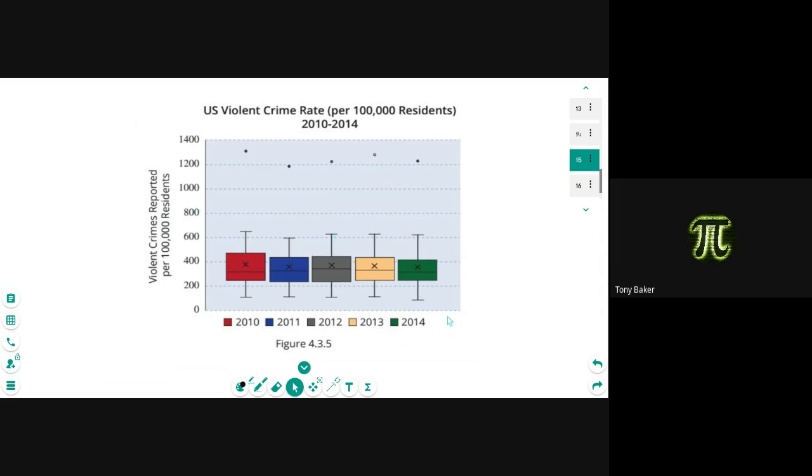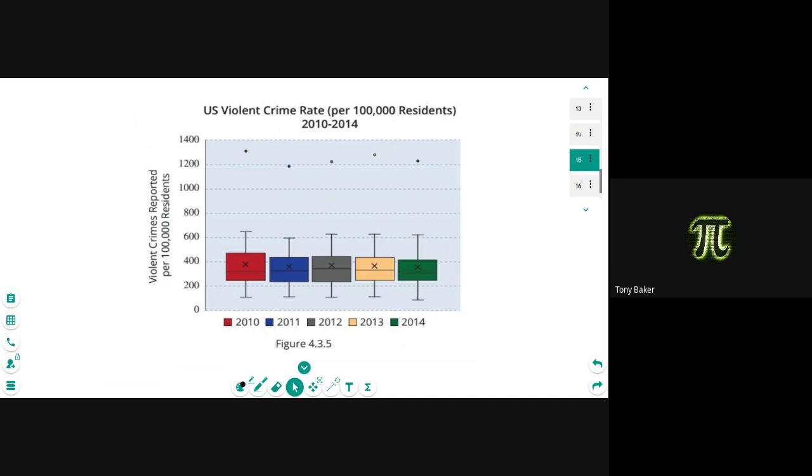So when you're looking at these, we can start to see trends. What do you notice about the boxes as they go from left to right? They're getting bigger, they're getting smaller, they're staying the same. They're staying about the same size, but they are getting smaller. Okay, so they're compressing.